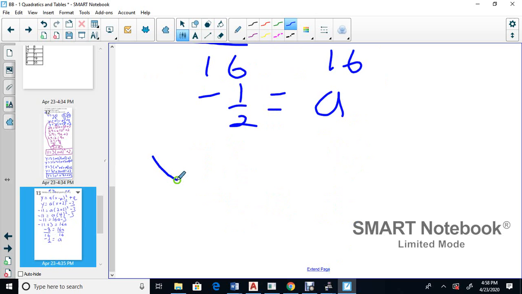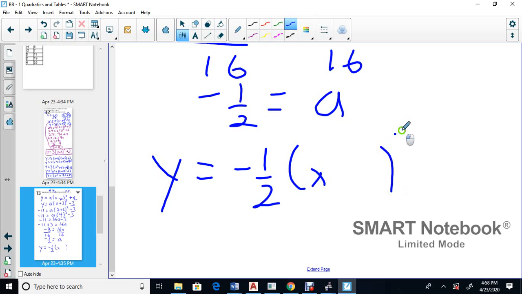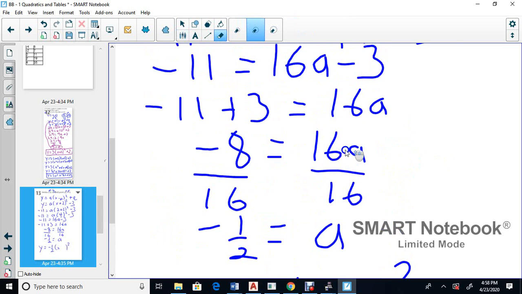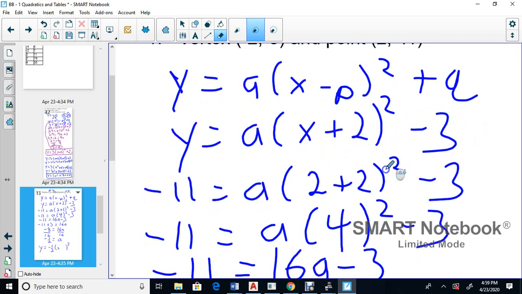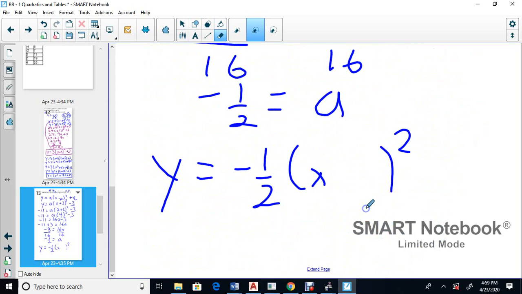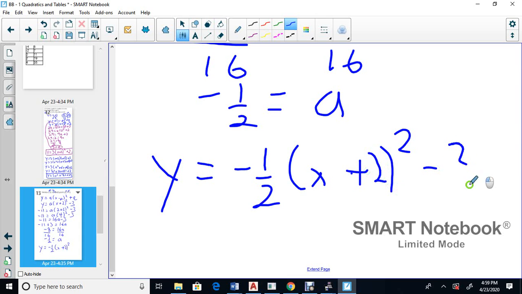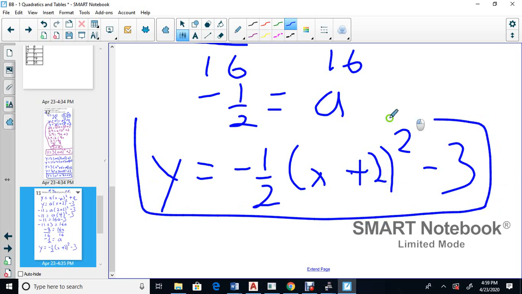So now we're going to put it in our equation. We're going to get y equals -1/2 (x something) squared plus the other one. So I think that was a minus at the end. Okay, so I've got to go all the way back and figure out what those were. Oh, +2, minus 3. So we have an equation, +2. So over here we got +2, minus 3. We've got one answer. That's in vertex form.